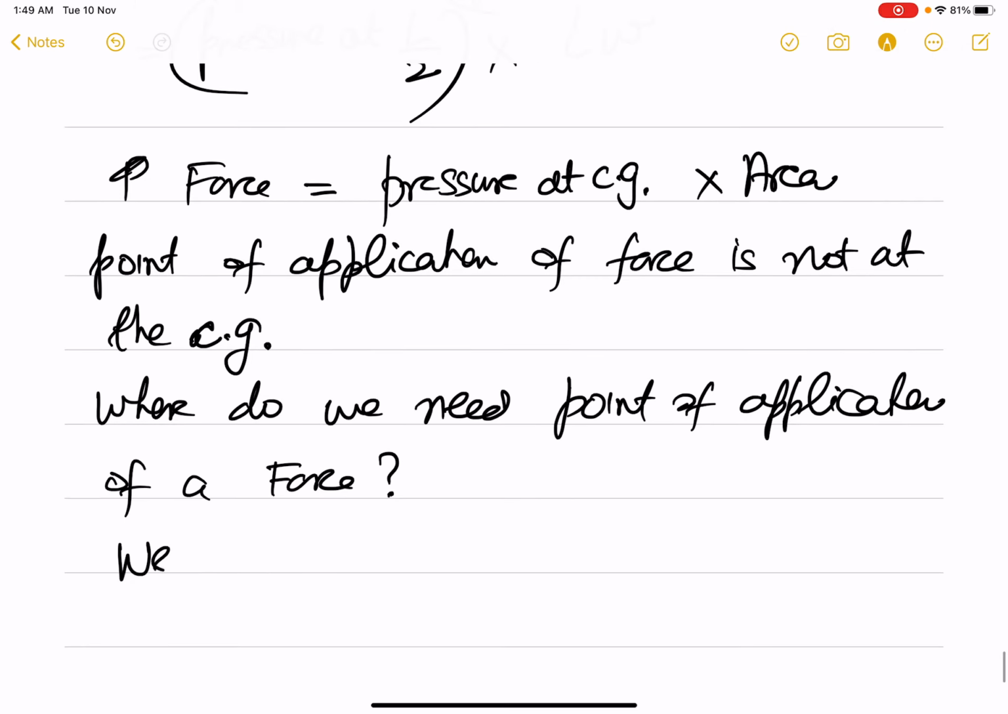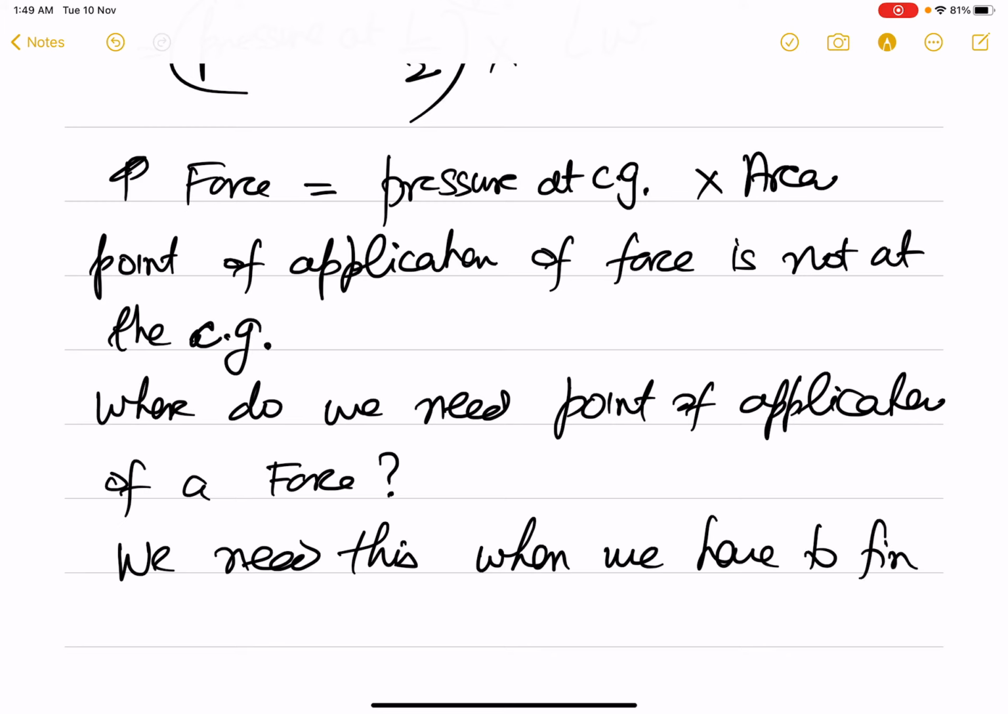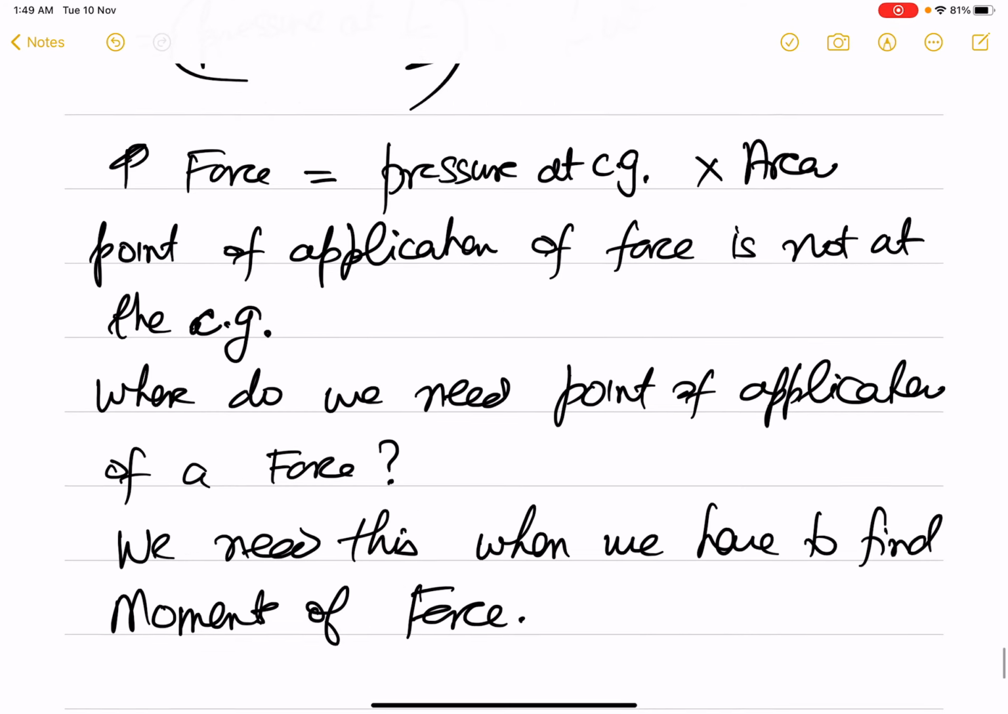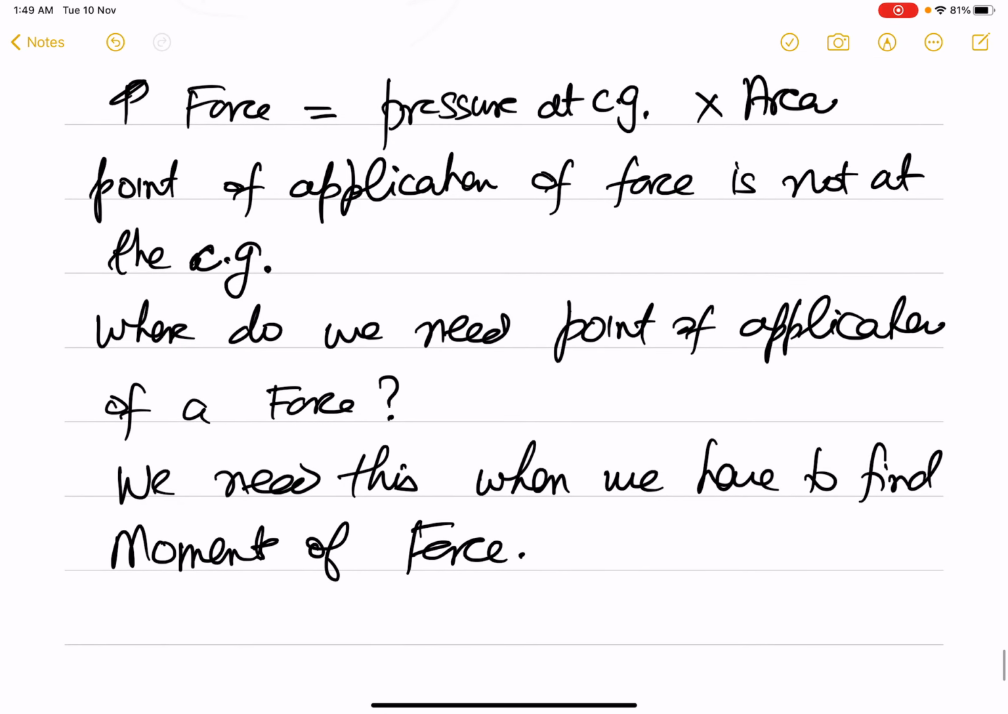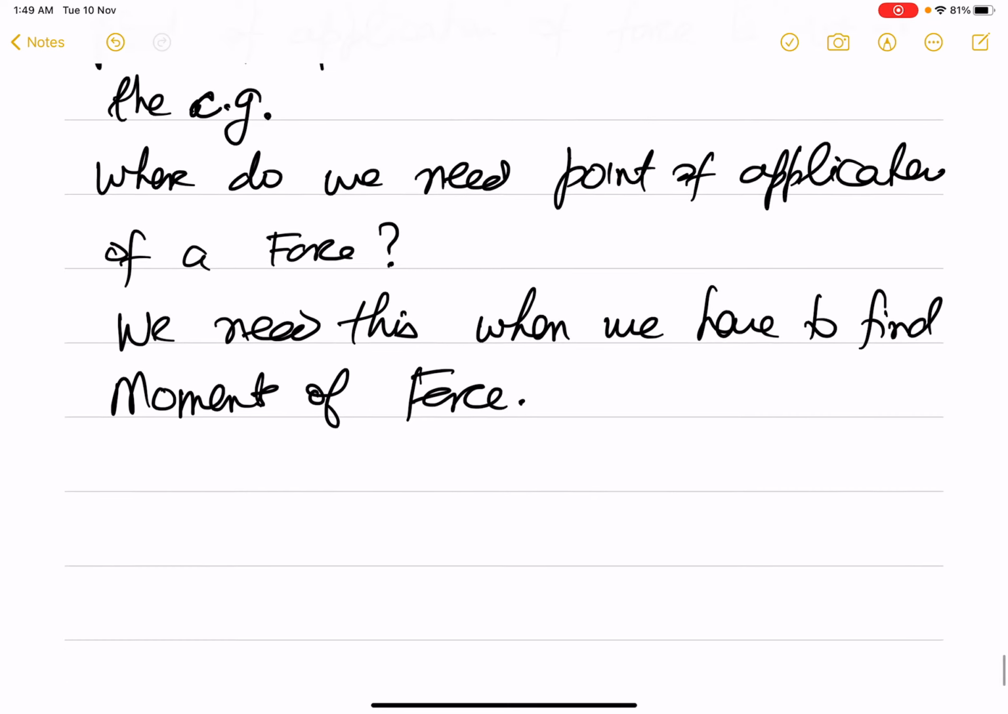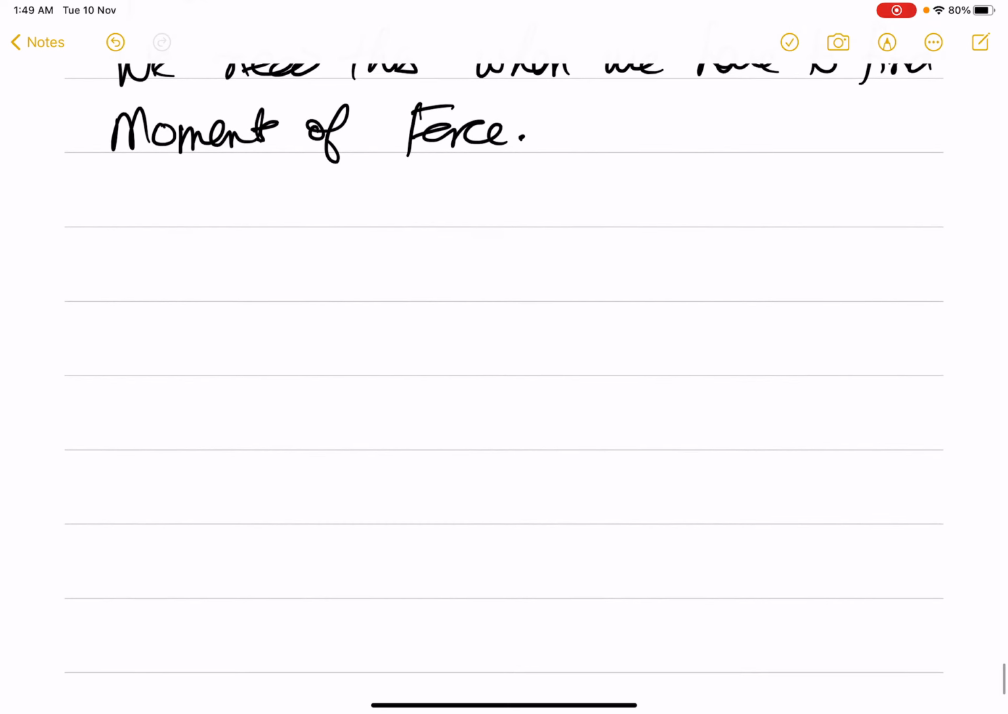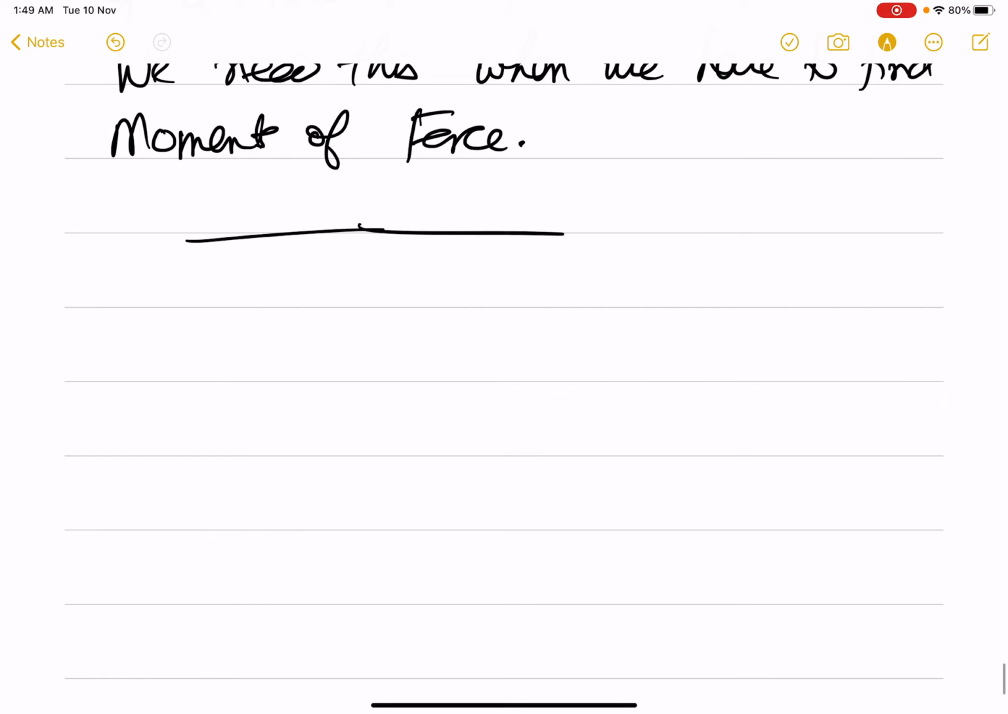We need this when we have to find moments of the force. So if we have to find moments about the point, then we can't say that the effective force will act at center of gravity. And let me just explain this to you. So for example, if this is the free surface, we have a surface like this, a rectangular surface, which is inclined.